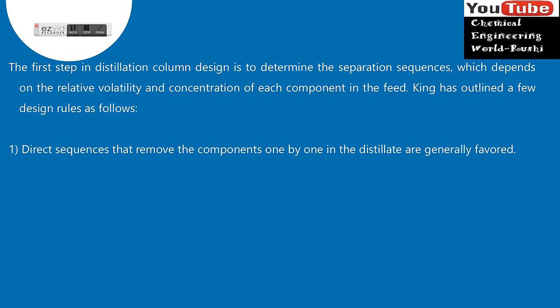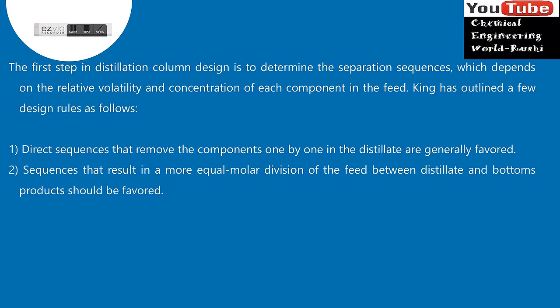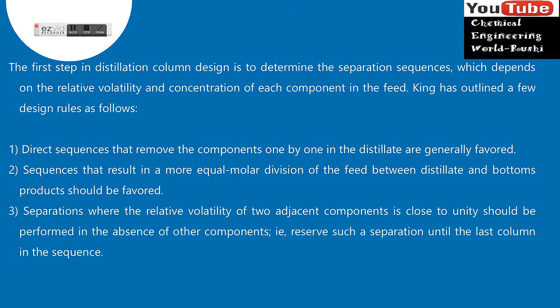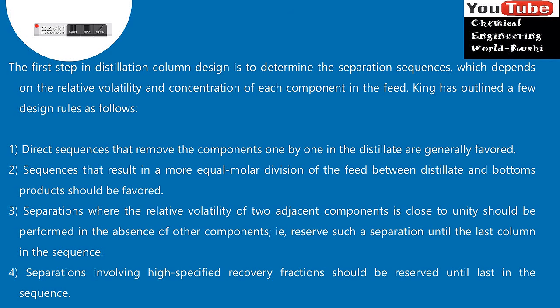1. Direct sequences that remove the components one by one in the distillate are generally favored. 2. Sequences that result in a more equal molar division of the feed between distillate and bottoms products should be favored. 3. Separations where the relative volatility of two adjacent components is close to unity should be performed in the absence of other components; reserve such a separation until the last column in the sequence. 4. Separations involving high specified recovery fractions should be reserved until last in the sequence.